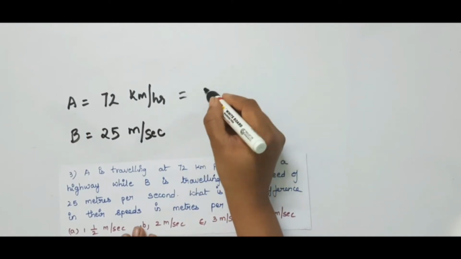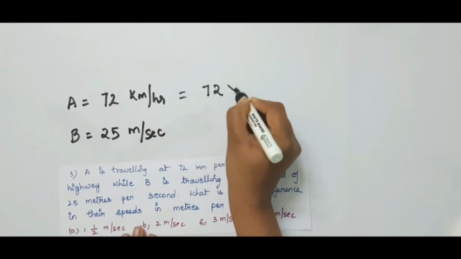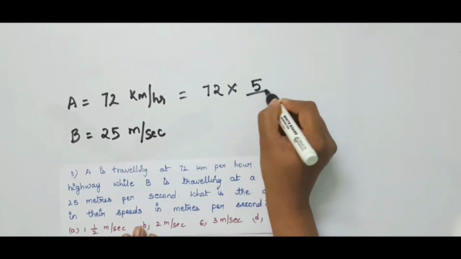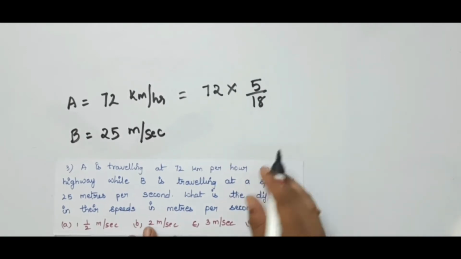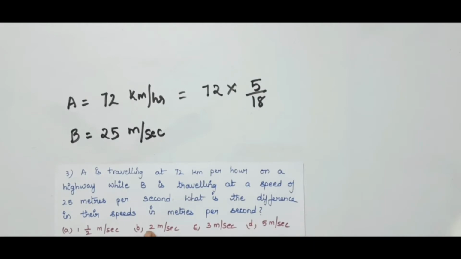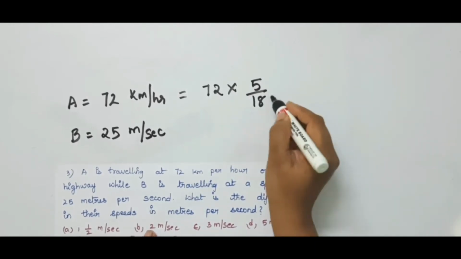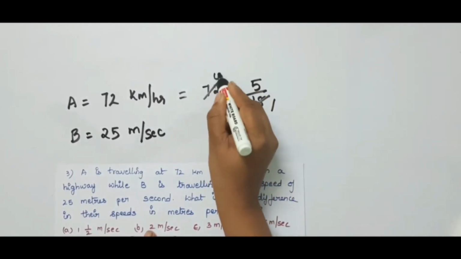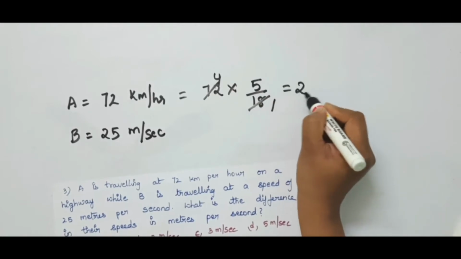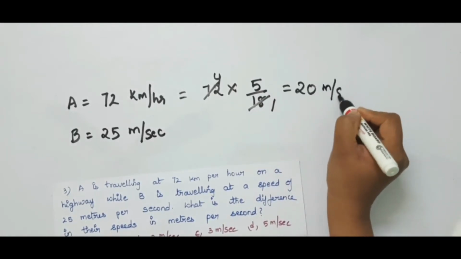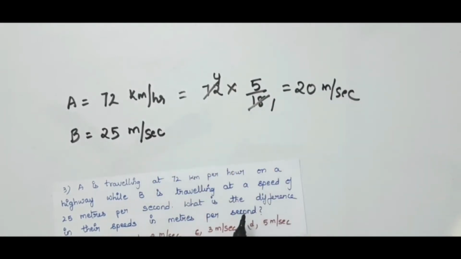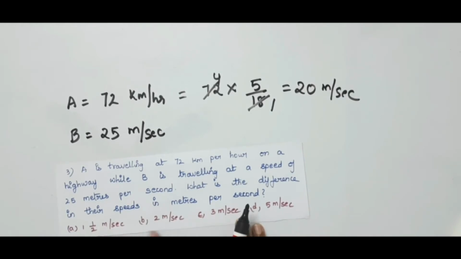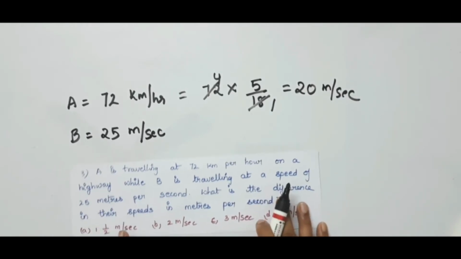To change this into meter per second, you simply have to multiply it with 5 by 18, which we learnt in the first problem. Now cancel. This goes with 18 ones and it is 4. So 4 into 5 is nothing but 20. 20 meter per second. Both the values are in meter per second and the options are in meter per second. So we can easily find the difference.